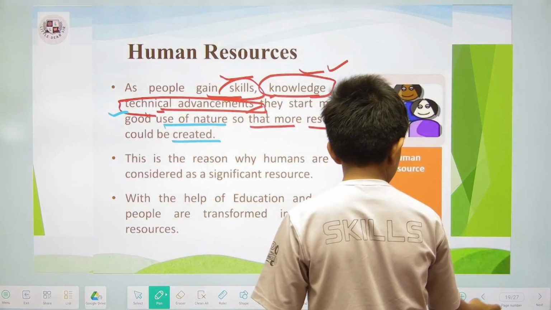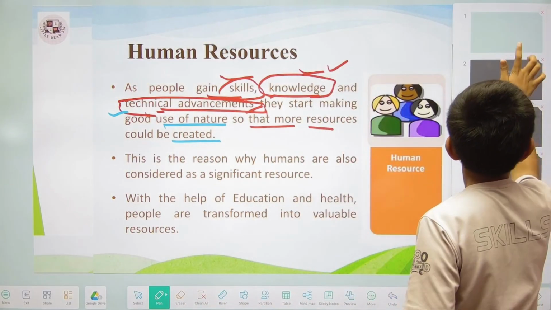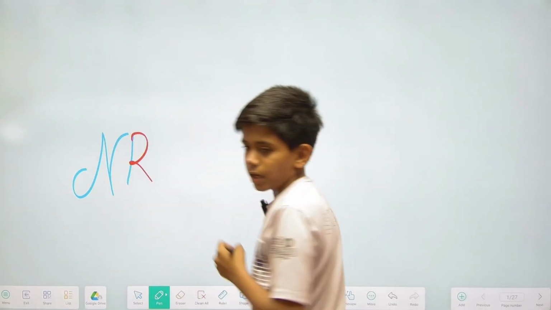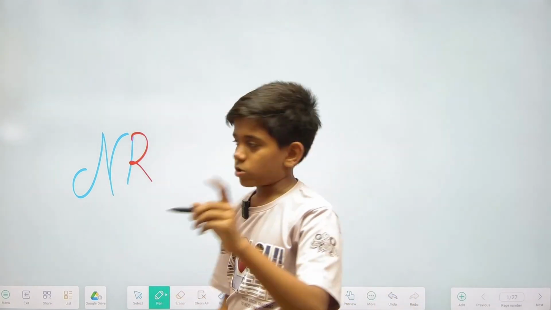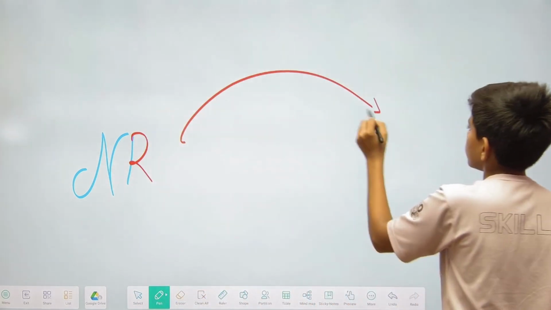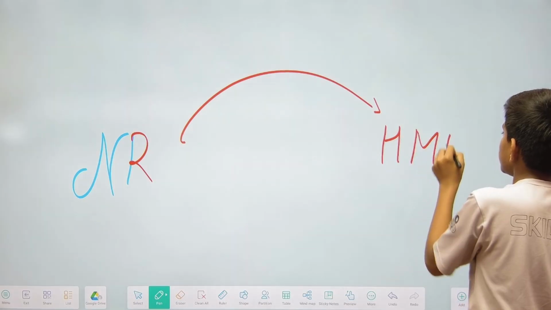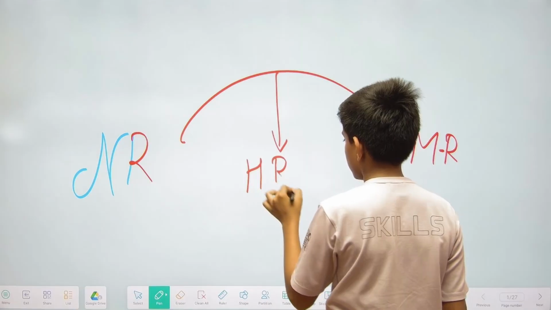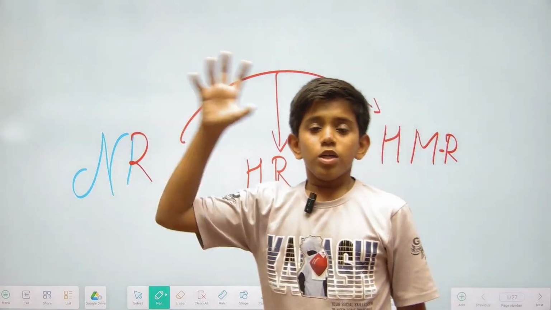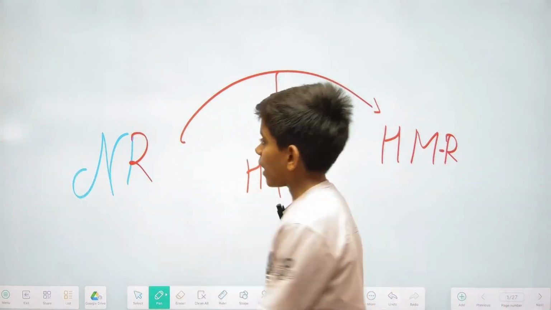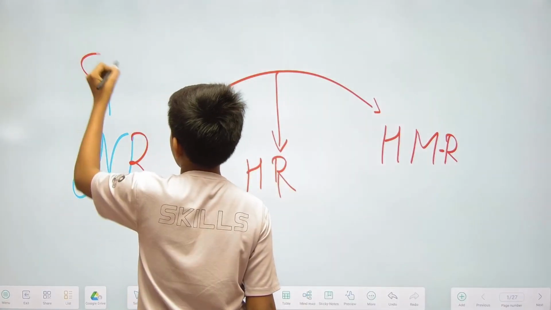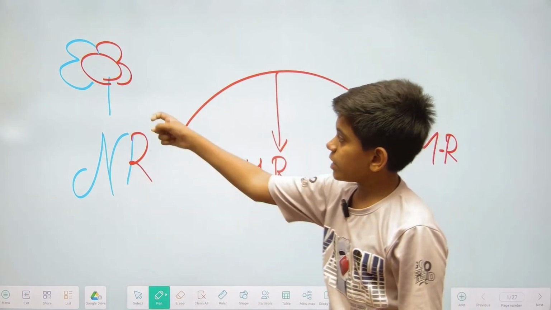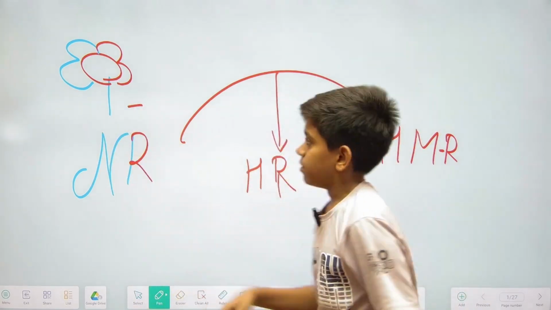Let me explain. This is the natural resource. To convert it into a human-made resource, you need human resource. How? Natural resource, you get anything from nature. You get a flower from nature. Suppose we take the example of a flower. Sorry, my drawing is not too good, but you take a flower. You have to convert it into a dye.